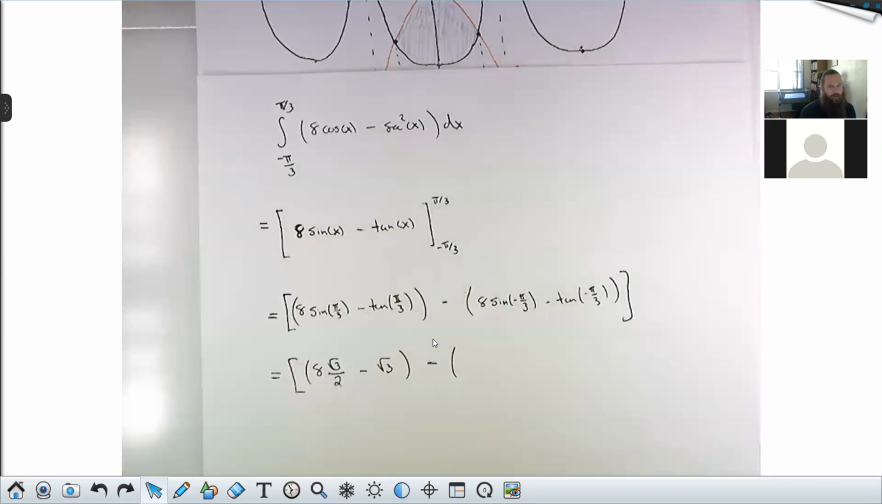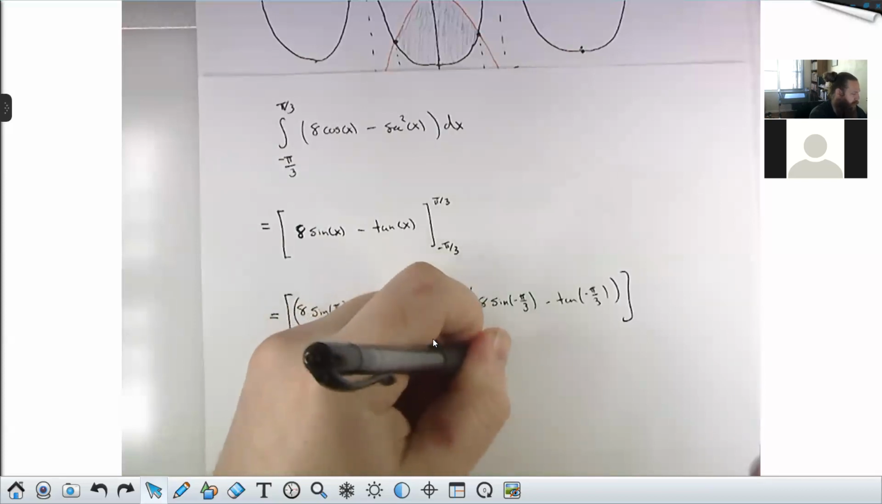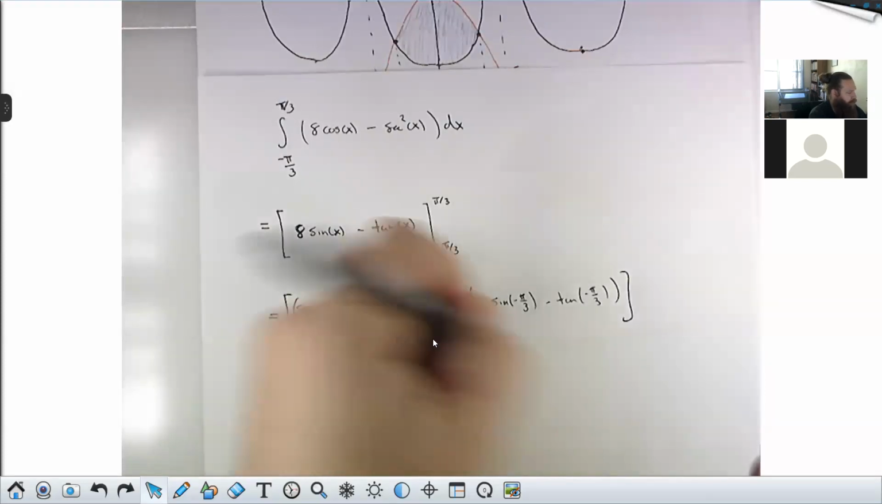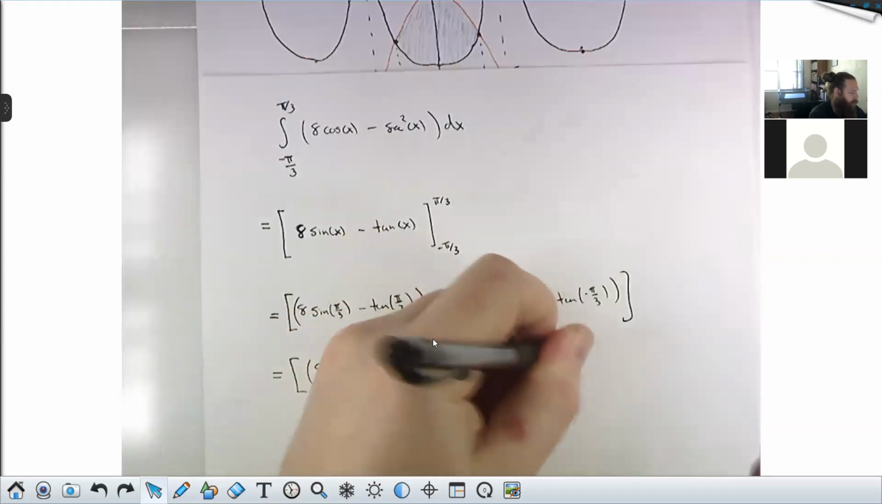What is the sine of negative pi over 3? Negative root 3 over 2. Yeah, remember sine and tangent are both odd functions. So this is 8 times negative root 3 over 2. That'll be negative 8 root 3 over 2, minus the tangent of negative pi over 3, which is going to be negative root 3.